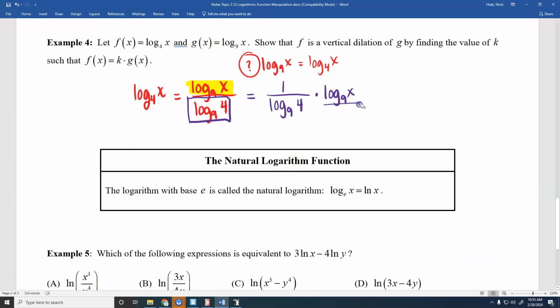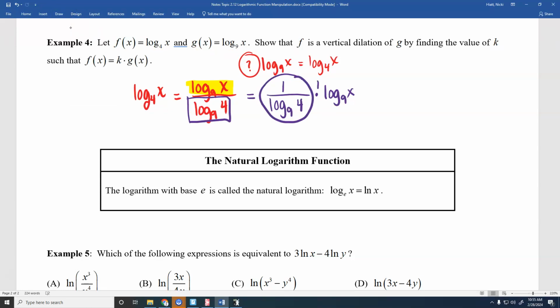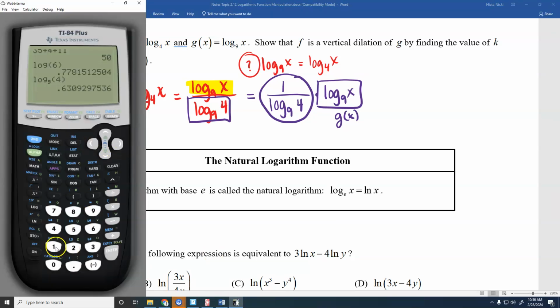All right, so what I've got here is this times this stuff, which was g of x. 1 over log base 9 of 4. Does it have any variables in it? It does not. That is a number. It's a complicated number, but it is a number. If I want to type it into my calculator, I can.